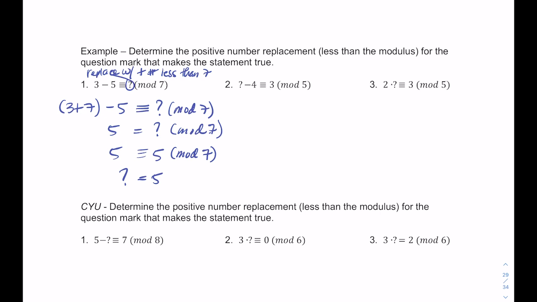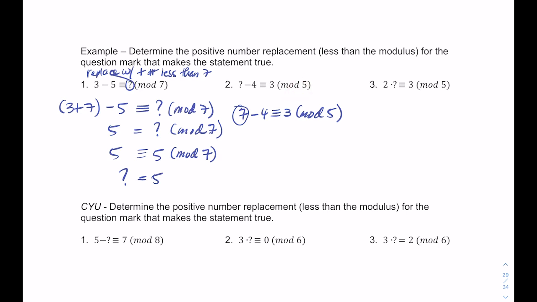Okay, number 2, we're going to do the same thing. This time the question mark's in a different place. So we just need to think of what number minus 4 would equal 3? Okay, and you can do that in your head. So if I add 3 and 4, I get 7. The problem is that 7 is greater than 5. Okay, I need numbers that are less than 5.